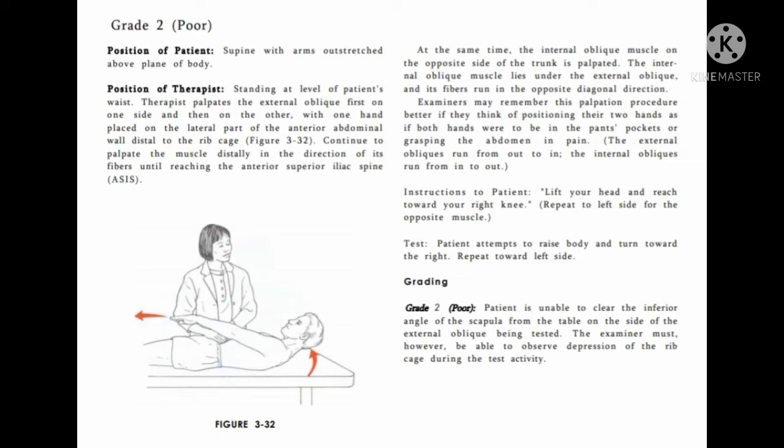For grade 2, patient position is supine with the arms stretched above the body plane. Therapist position, standing at the side of the patient at the level of patient's waist. Instruction given to the patient: lift your head and reach towards your right knee. Grade 2, patient is unable to clear the inferior angle of the scapula from the table.